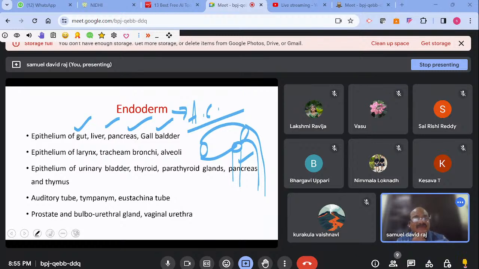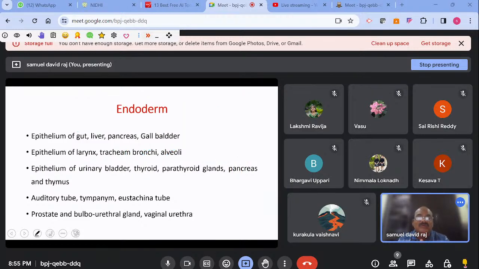Because endoderm gives rise to the alimentary canal, the same endoderm also gives rise to the epithelium of the larynx, trachea, bronchi, and also alveoli. So the alimentary canal, and also from it the respiratory system. The primary function is formation of the alimentary canal from which the respiratory system is derived.